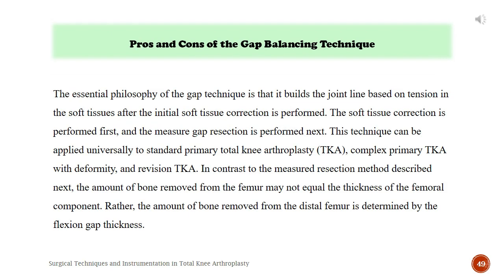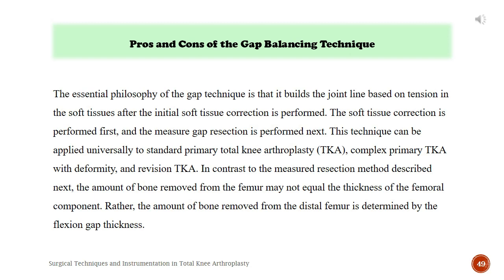Pros and cons of the gap balancing technique. The essential philosophy of the gap technique is that it builds the joint line based on tension in the soft tissues after the initial soft tissue correction is performed. The soft tissue correction is performed first, and the measured gap resection is performed next.